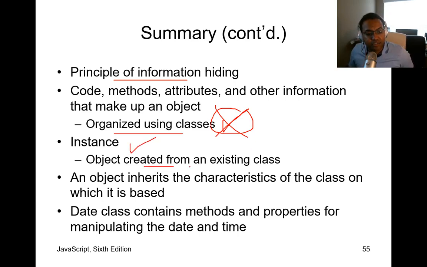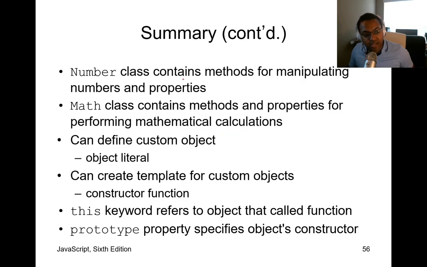An instance is an object created from an existing class. So Math.pow, Number.toExponential, whatever the case may be. An object inherits the characteristics of the class on which it is based. The Date class contains methods and properties for manipulating date and time. The Number class contains methods and properties for manipulating numbers. The Math class contains methods and properties for performing mathematical calculations.